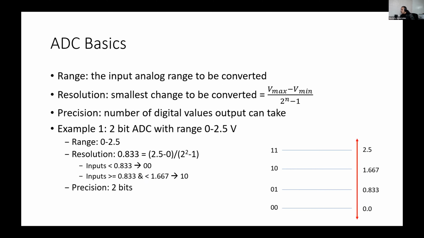Okay. Now there are three basic definitions that we need to know regarding any ADC converter, which are the range, the resolution, and the precision. So the range is basically what is the input voltage range. In our case, the ADCs in our microcontroller can convert up to 2.5 volt. It can accept up to 2.5 volt.